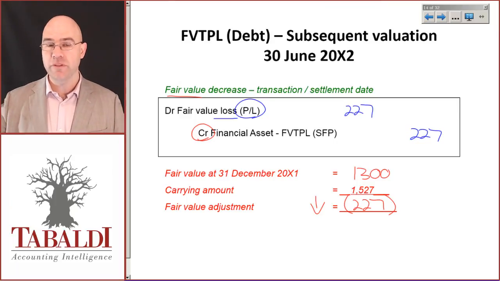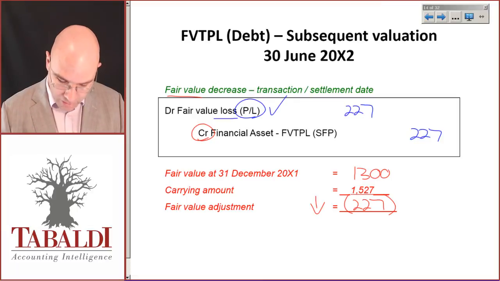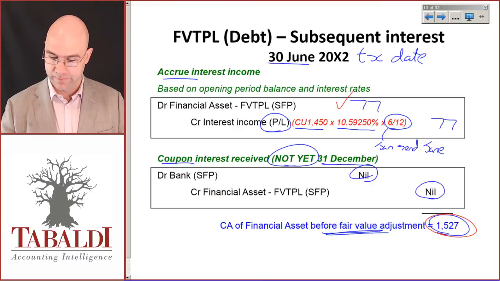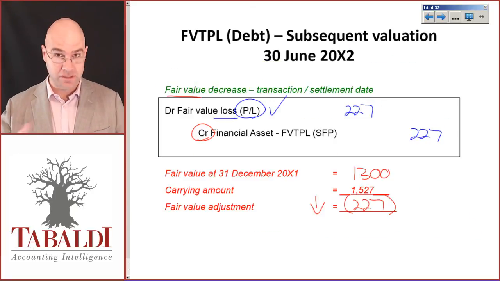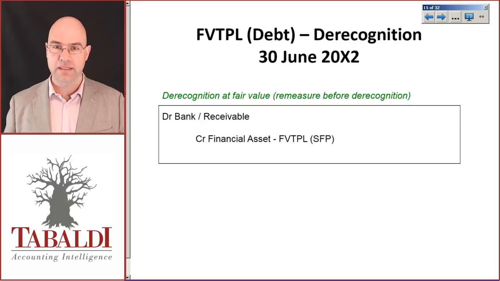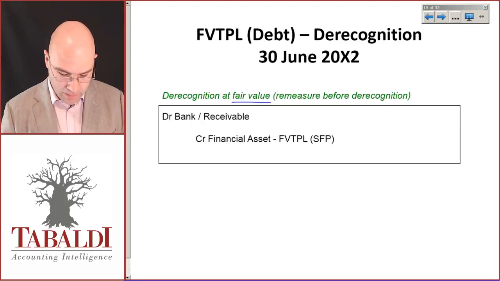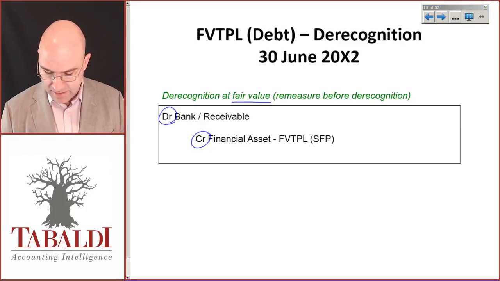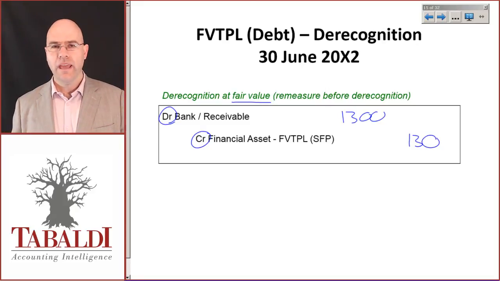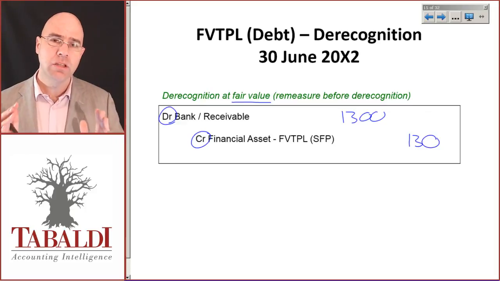So you'll see there's two movements going through here, right? There's the loss going through P&L as well as the interest income going through P&L. And that's my accounting policy choice, to split those two out. Okay, so I then de-recognize the asset at fair value, debit bank, credit the financial asset 1,300. Okay, nice working example. Make sure you can do this one.